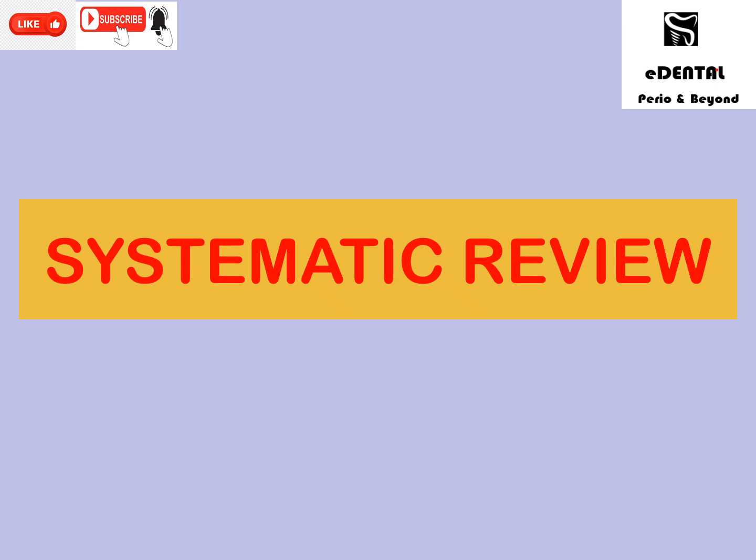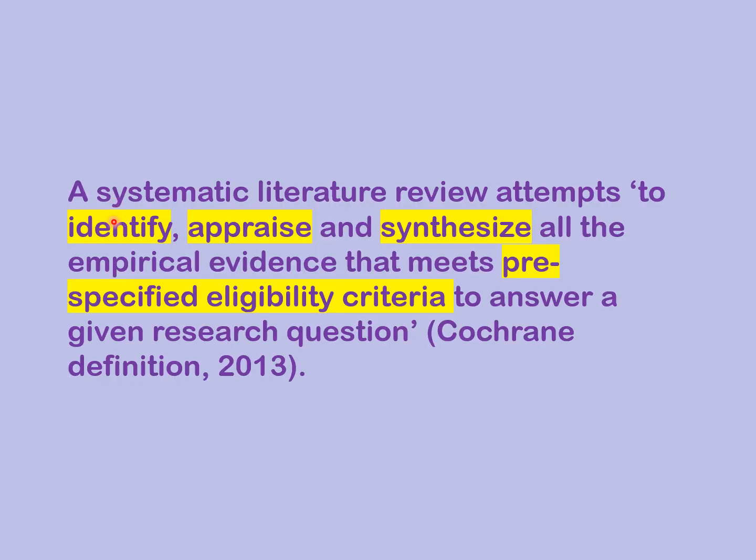Today, let's discuss a very important topic, that is systematic review. So let's begin with the Cochrane definition of systematic review. A systematic literature review attempts to identify, appraise, and synthesize all the empirical evidence that meets pre-specified eligibility criteria to answer a given research question.